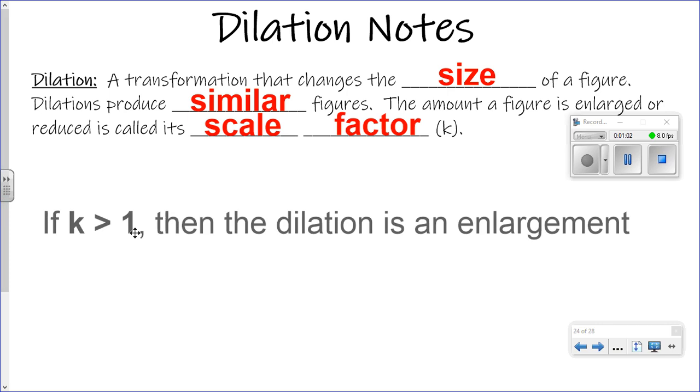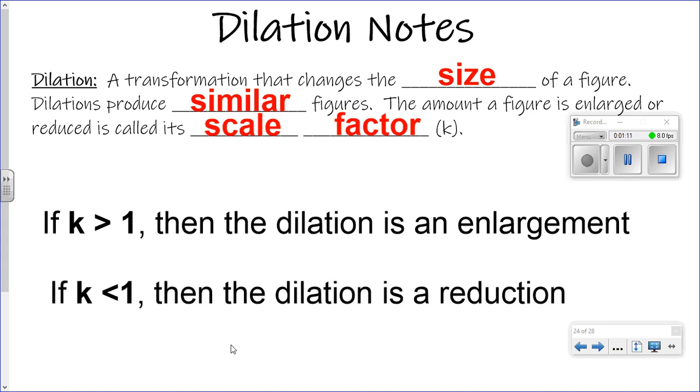If K, the scale factor, is greater than 1, that dilation is an enlargement, meaning I've made it bigger proportionally. If K is less than 1, then the dilation is a reduction, and that means I'm making it proportionally smaller.